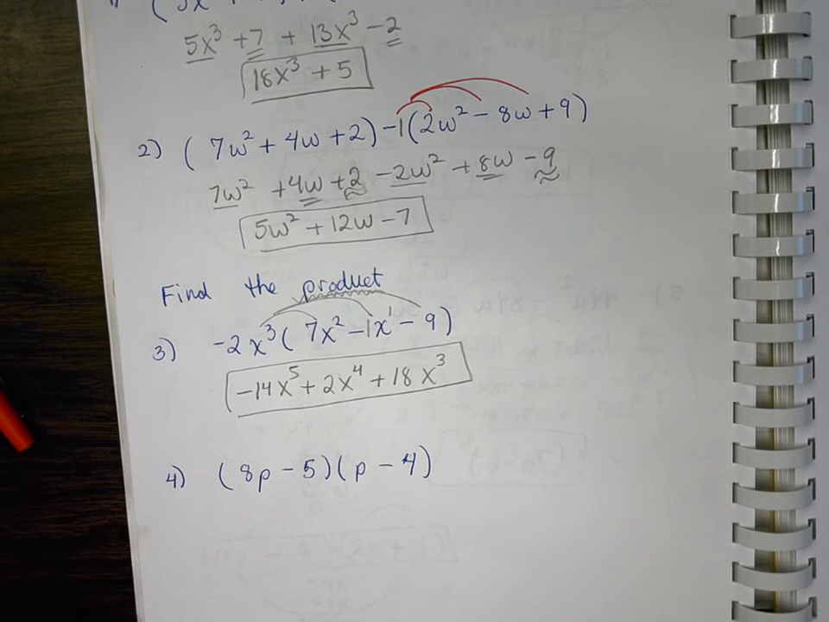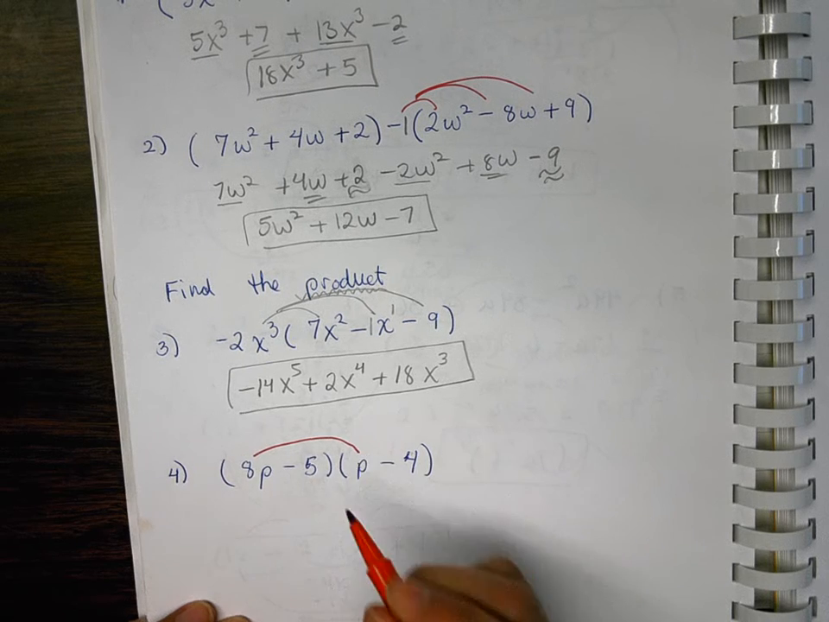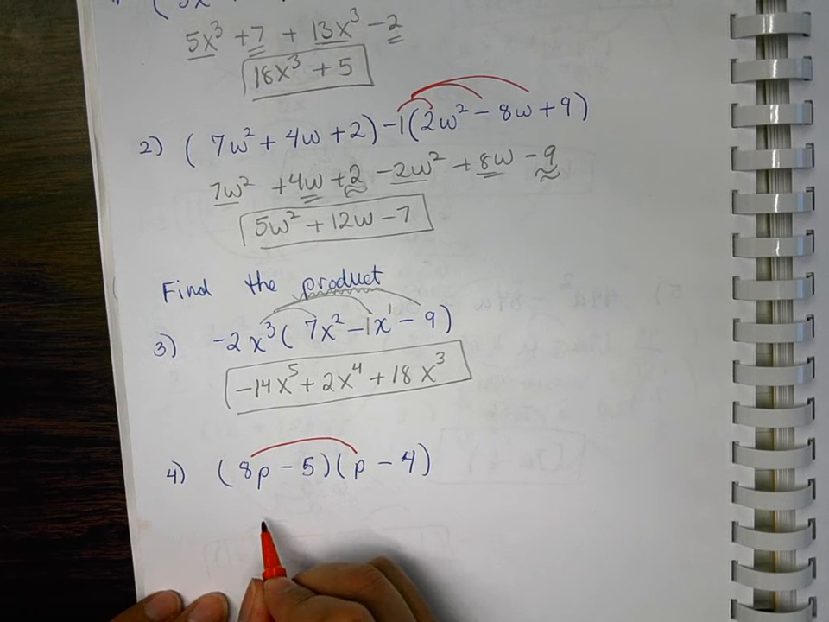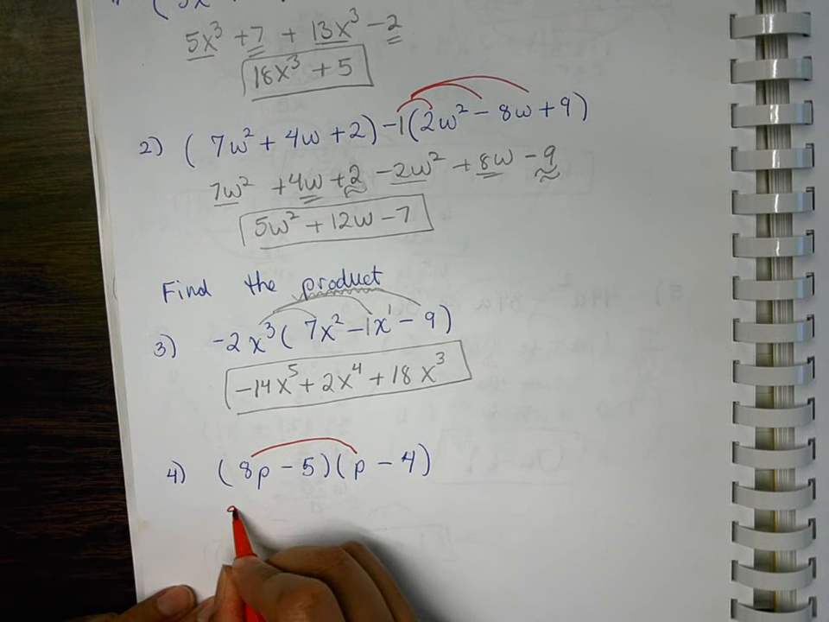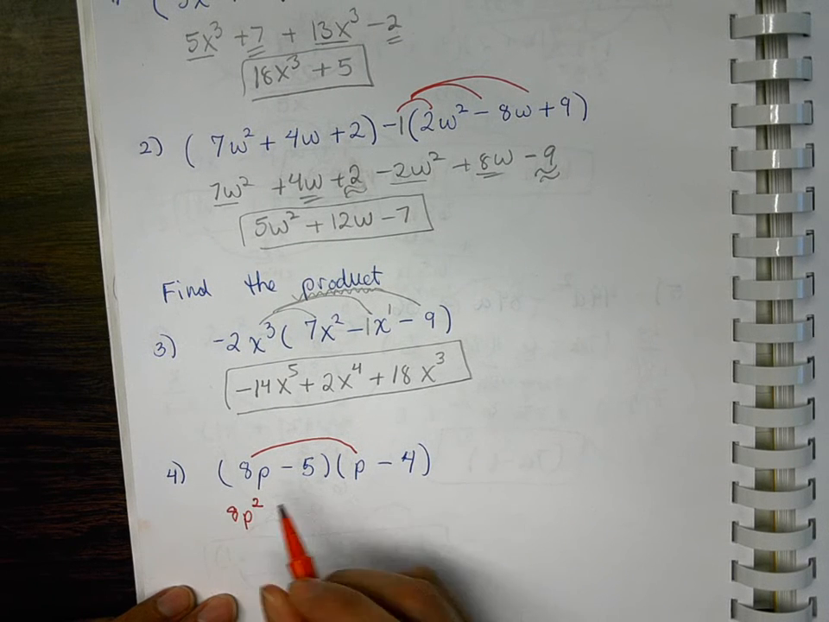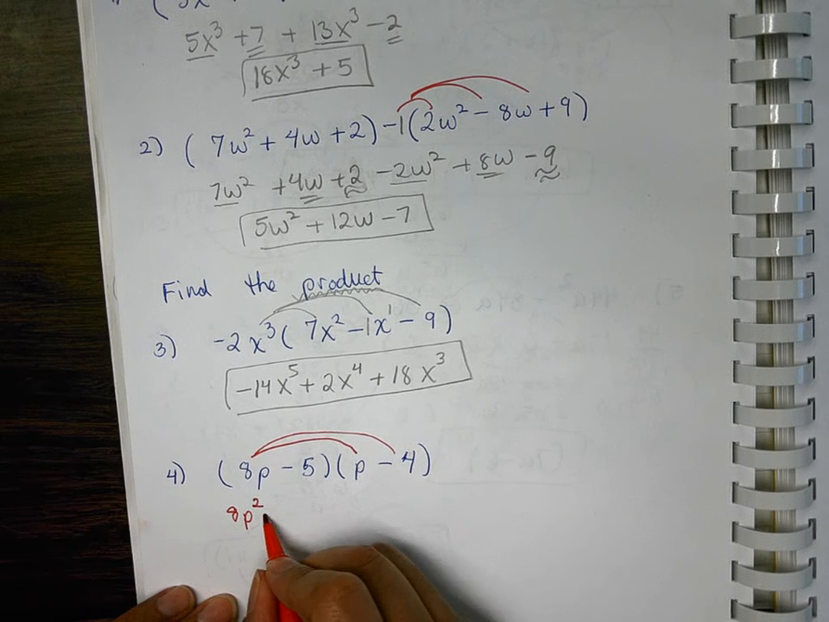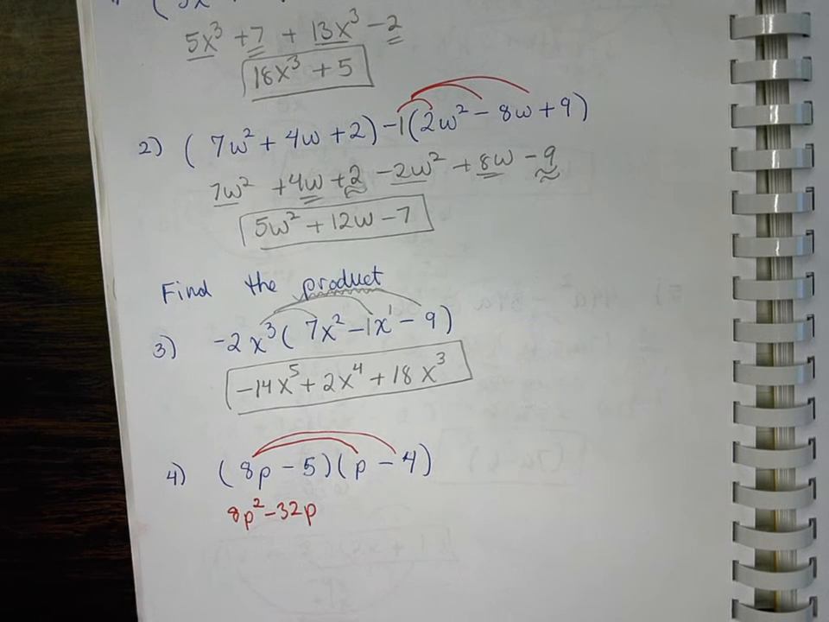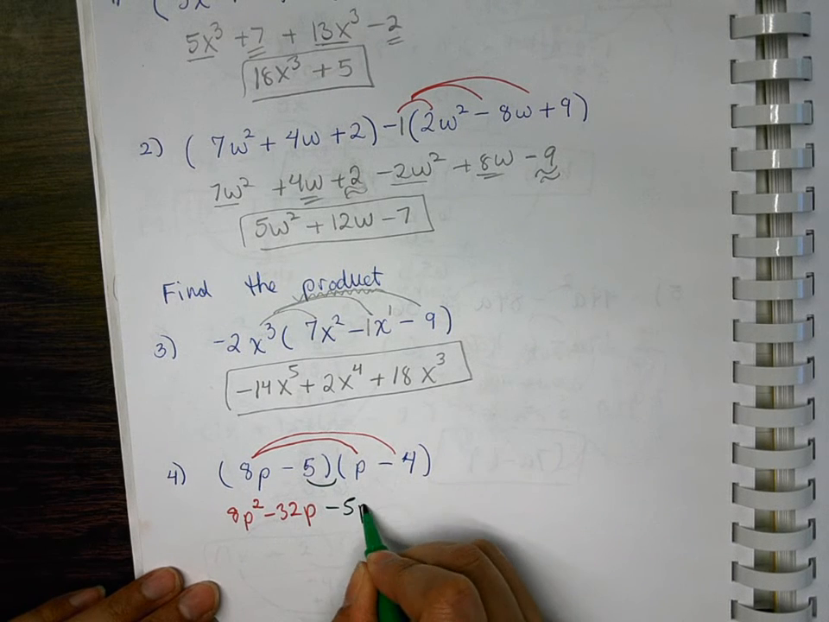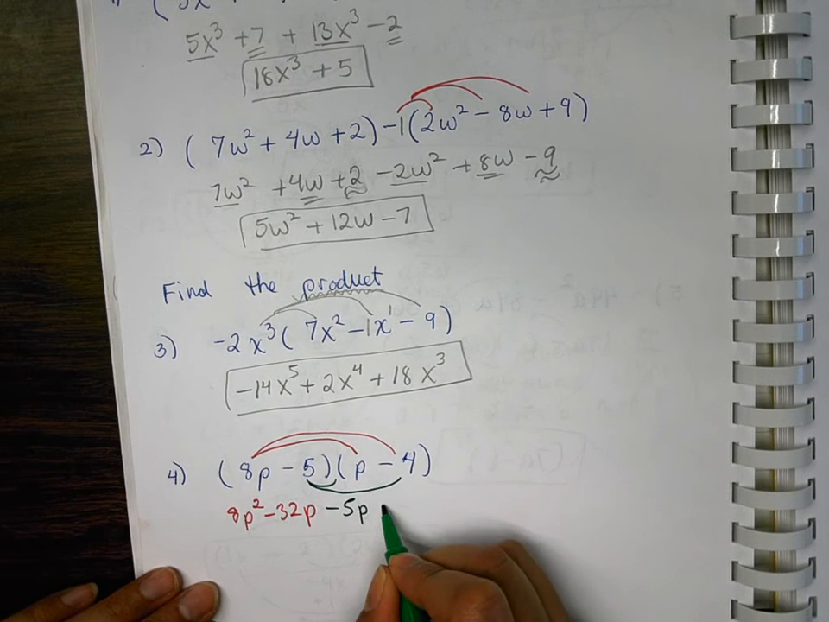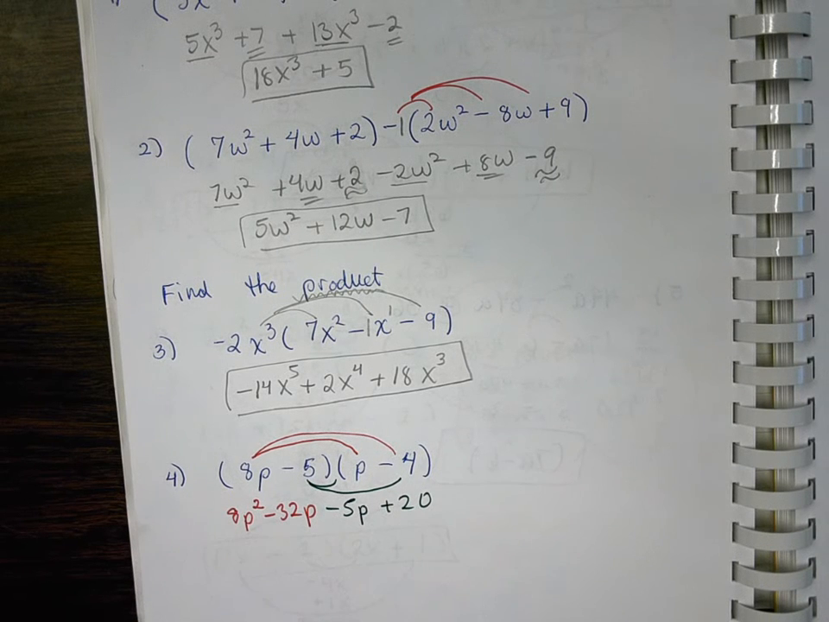So, what kind of problem is this, the double distribution? So 8p times p is what? You multiply coefficients and add the exponents. So 8p squared minus 32p minus 5p and minus 5 times -4 is minus 32, and then minus 20 or plus 20? Plus 20. It's okay.